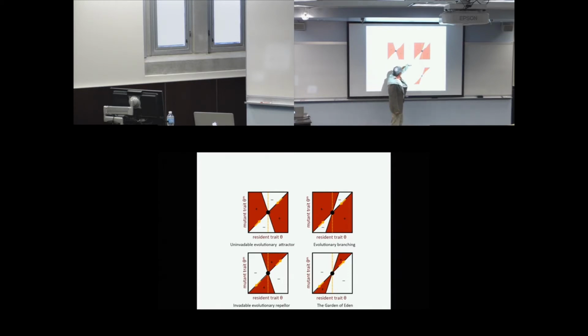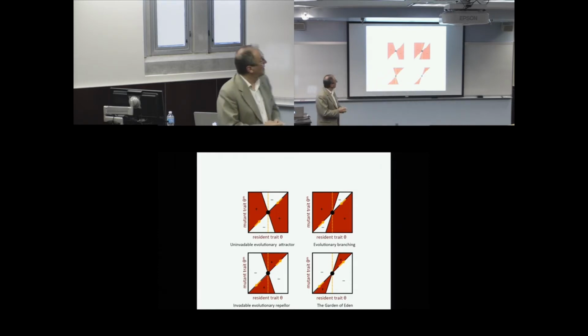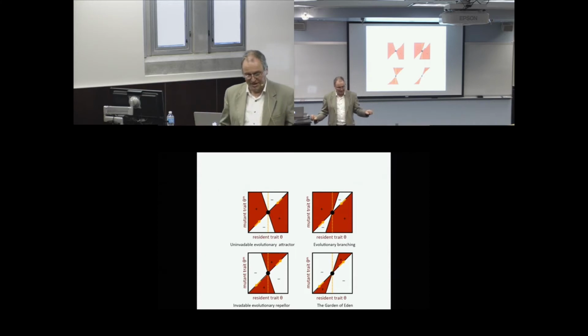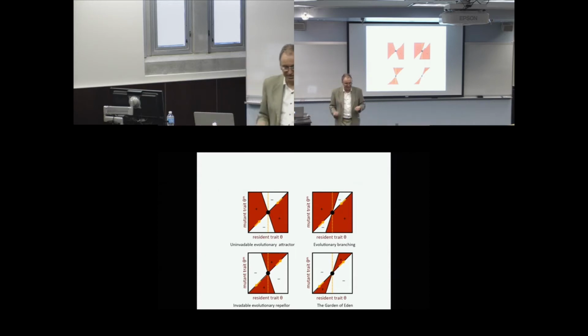Here we have an interesting case. It's similar to this case. So this is an evolutionary attractor in the sense that the dynamics go to here, but we have plus signs both above and below that, which means that this singular point can be invaded. And here evolutionary branching takes place. So natural selection drives an initially monomorphic population to a dimorphic population where two different types can coexist.